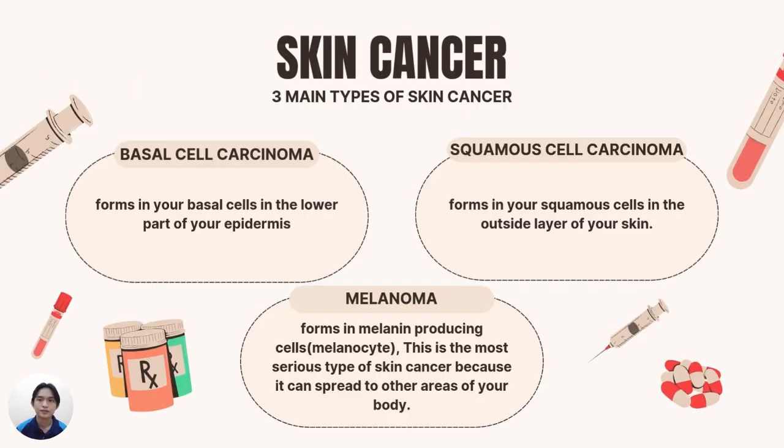So the disease that I choose to explain is skin cancer. There are three main types of skin cancer. The basal cell carcinoma forms in your basal cell in the lower part of your epidermis, which is the lowest part of the epidermis. And then the squamous cell carcinoma forms in the squamous cell in the outside layer of your skin, which is the most top one. And then the melanoma. Melanoma forms in melanin producing cells. This is the most serious type of skin cancer because it can spread to other areas of the body.